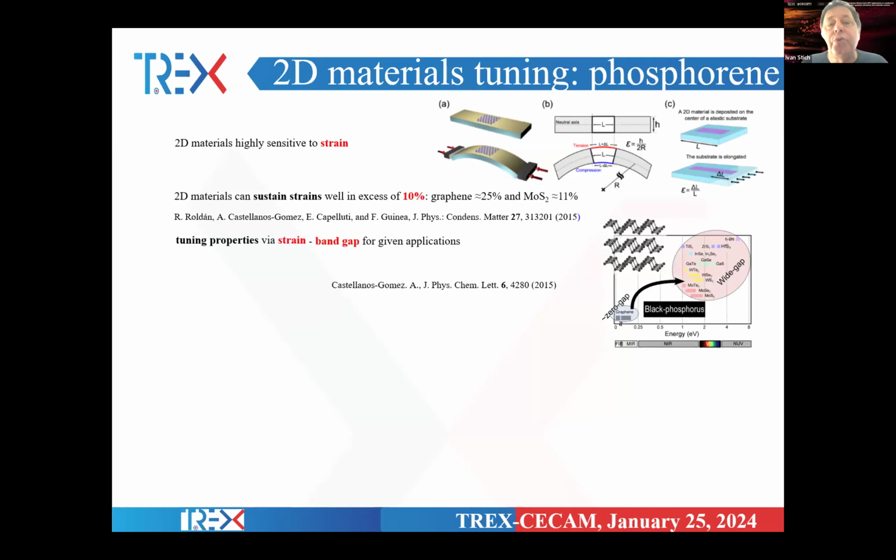Strain can actually be used to tune the electronic properties of these materials, such as the band gap, for example. Here is an example of phosphorene, which spans the band gap somewhere between graphene, which is a semi-metal, and wide gap insulator semiconductors such as TMDs. So this is the gap where I can tune the properties by application of strain.